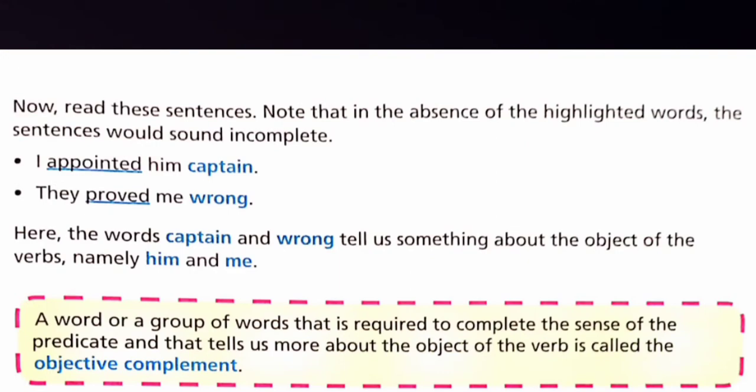Let's look into the next. I appointed him captain. They proved me wrong. Here, the words captain and wrong tell us something about the object of the verbs, namely him and me. A word or a group of words that is required to complete the sense of the predicate and that tells us more about the object of the verb is called the objective complement.